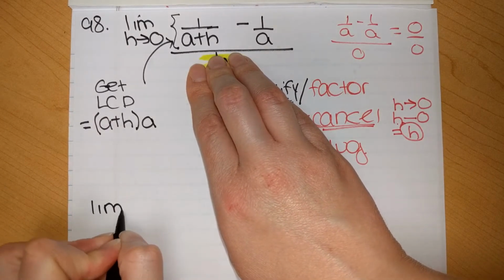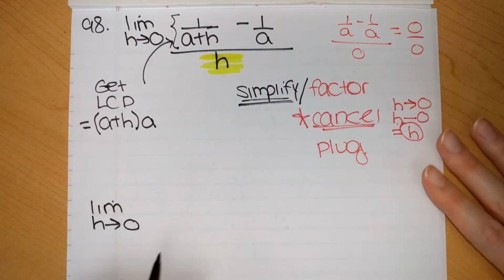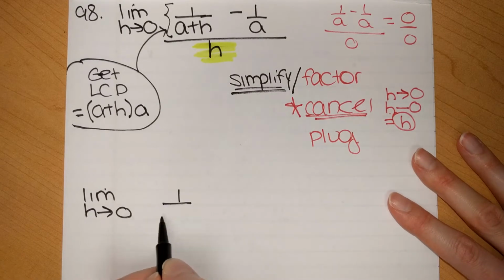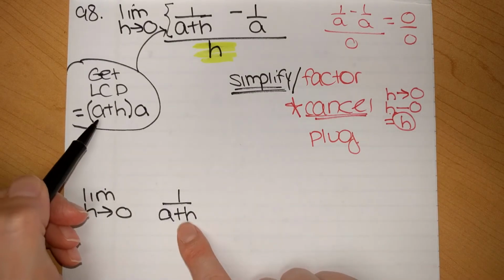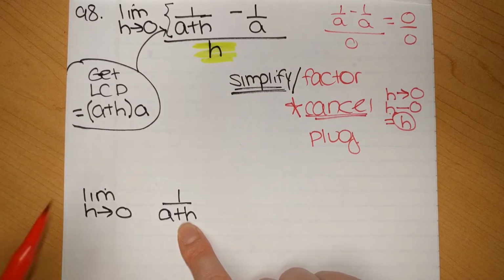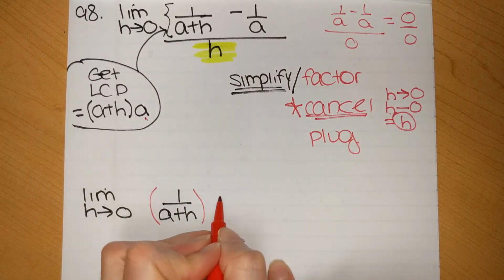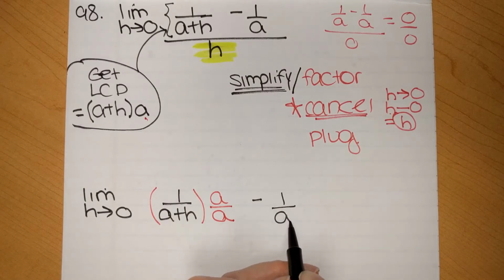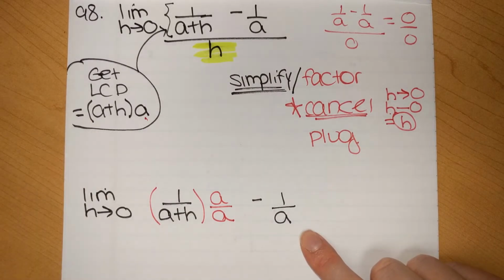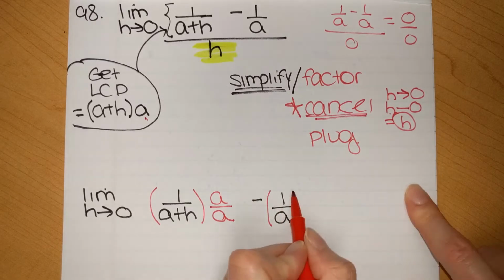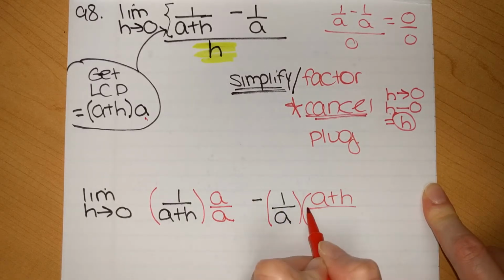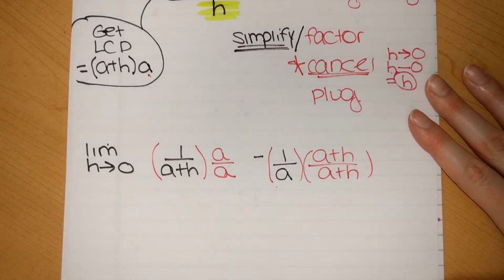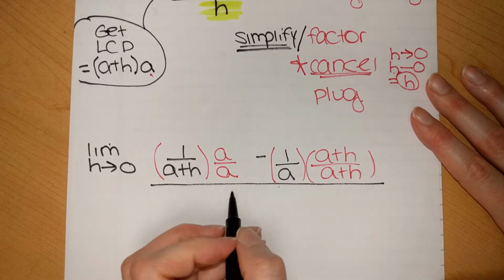All right, so let's go about getting that LCD. For the first fraction, again, we're trying to get this as our LCD. For the first fraction, we have the a plus h factor, but we need the a factor. So we'll multiply the first fraction by a over a, minus the second fraction. We do not have that a plus h, so we'll multiply by a plus h. But we do have the a, so that is good. Okay? And then this is all over our h.